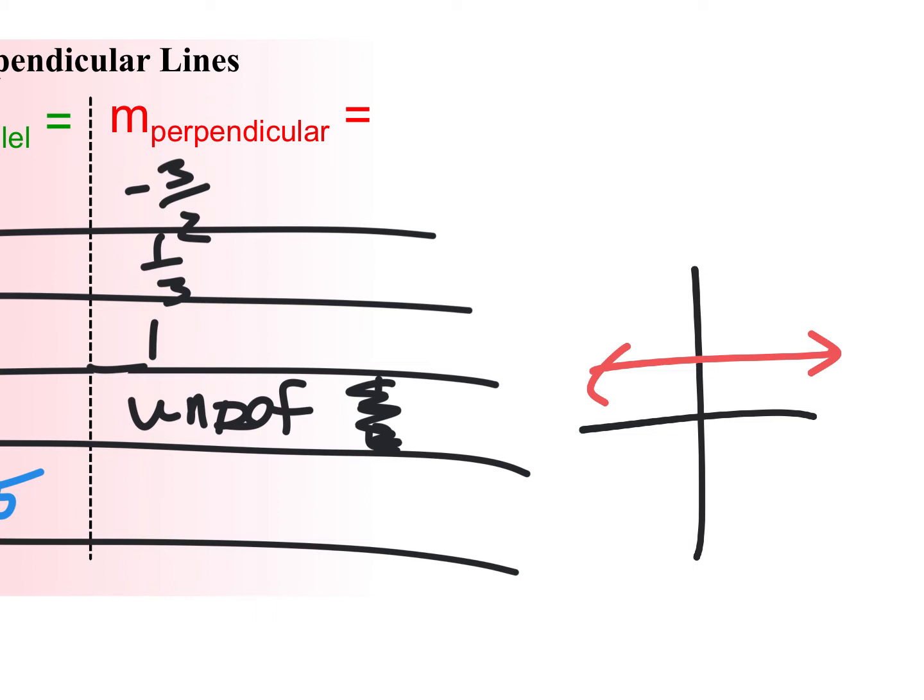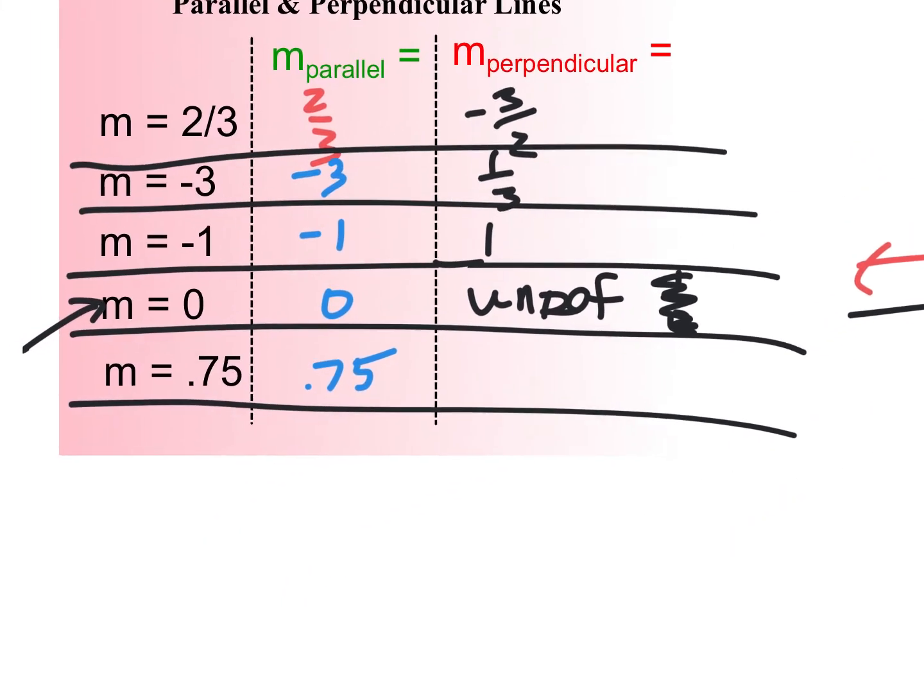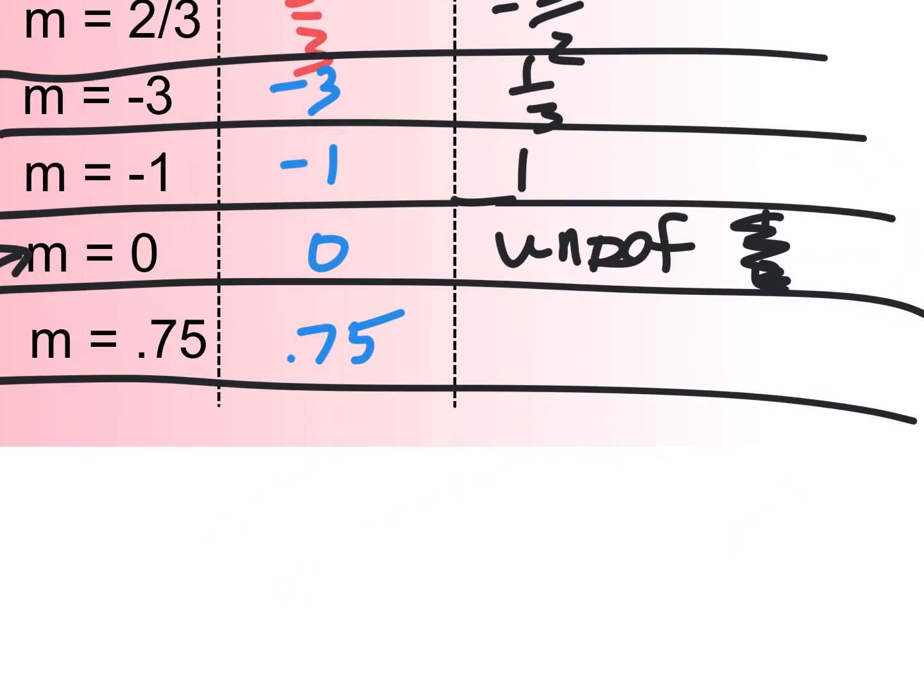So what's perpendicular to that? A slope that goes vertical would be a way to say it. Yep. And they are perpendicular, but there's no way to write that slope. Okay? And 0.75, I would change that to 3/4. And then I would be able to go -4/3. Does that make sense to you guys?